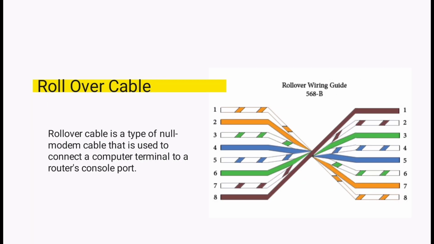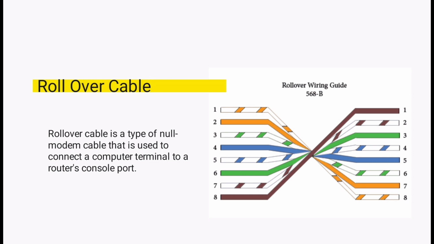Rollover cable. A rollover cable, also known as a console cable, is a type of Ethernet cable that is used to connect a computer or terminal to the console port of a networking device, such as a router, switch, or firewall. The console port is typically used for initial configuration, troubleshooting, and monitoring of the networking device.